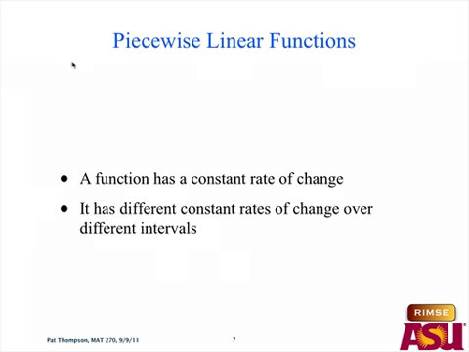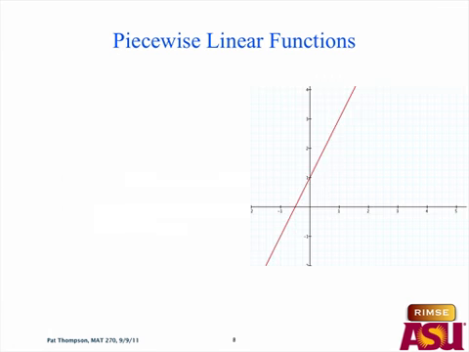So this is what we're talking about. We're talking about piecewise linear functions. We have constant rates of change. They're different over different intervals. And then we're piecing them together, right? We're piecing them together.